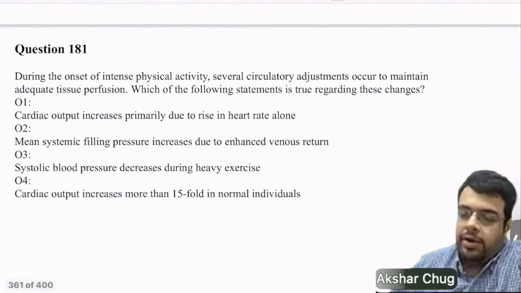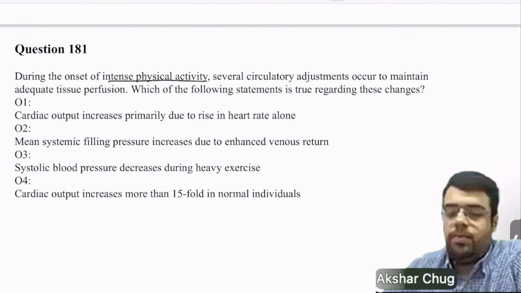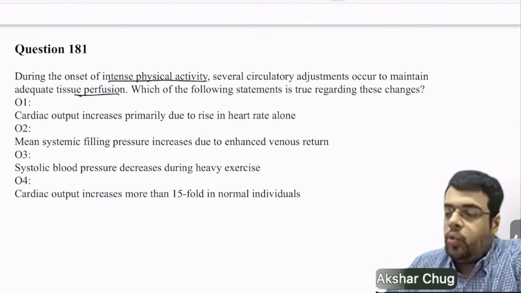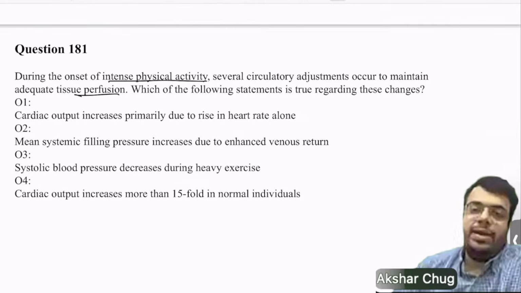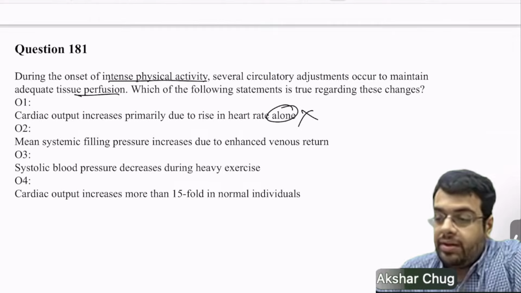During onset of intense physical activity, severe circulatory adjustments occur to maintain adequate tissue perfusion. Which of the following statements is true regarding these changes? Okay, let's analyze the options. Cardiac output increases primarily due to rise in heart rate alone. This makes it a false statement. Mean systemic filling pressure increases due to enhanced venous return. This seems to be correct.